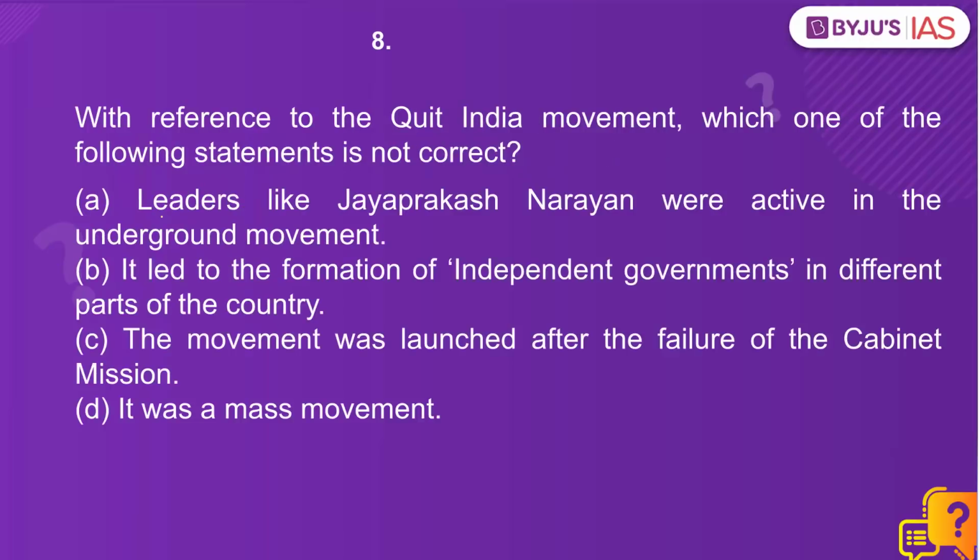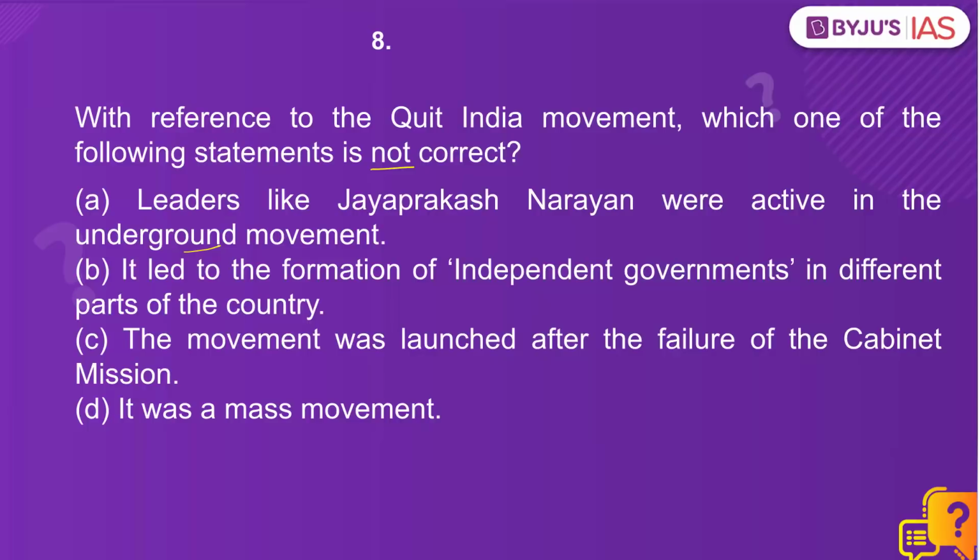Now let's look at question number 8 with reference to the Quit India movement. Which one of the following statements is not correct? A. Leaders like J. Prakash Narayan were active in the underground movement. When the Quit India movement was about to be launched, topmost leaders of the Congress party were arrested, and then it also led to the emergence of a next generation leaders in the Congress. And there were lots of leaders who got active in the underground movement. One such leader was J. Prakash Narayan. The other was Biju Patnaik. There were leaders such as Usha Mehta, who was associated with underground radio.